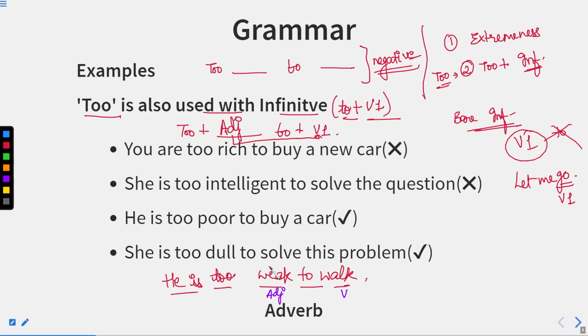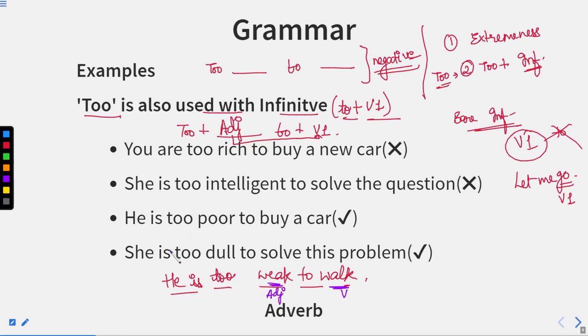Now we know well that he's too weak. Too weak means extremely weak, that he cannot walk properly. So walk is a verb. His weakness is not enabling him to walk, or because he's weak, he cannot walk. So the sentence he's too weak to walk means that he's very, very weak, or he's so weak that he cannot walk. We can also rewrite the sentence like he is so weak that he cannot walk.